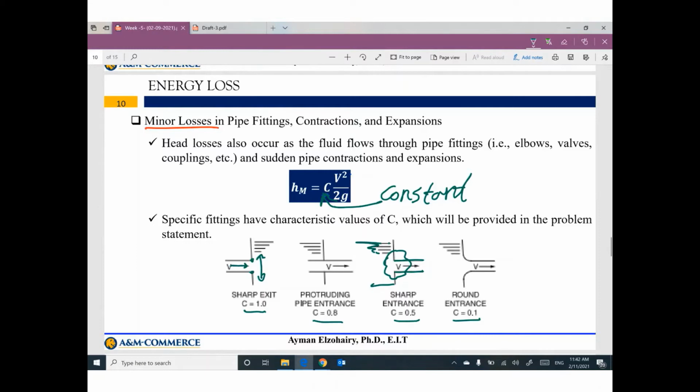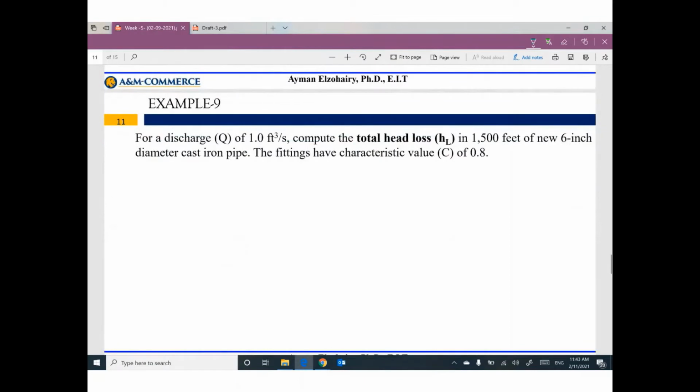The value of this constant: if you have a sharp exit, C equals 1; if you have a sharp entrance, C equals 0.5; if you have a round entrance, C equals 0.1. If you have different fittings, the values will be given in the problem. So minor losses equal C V squared divided by 2g. Let's do this example.